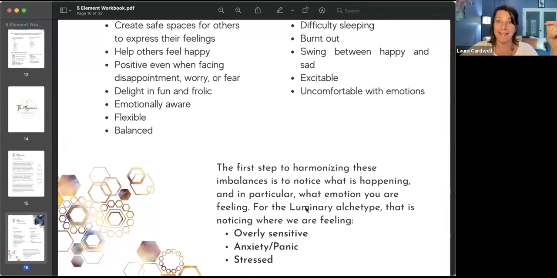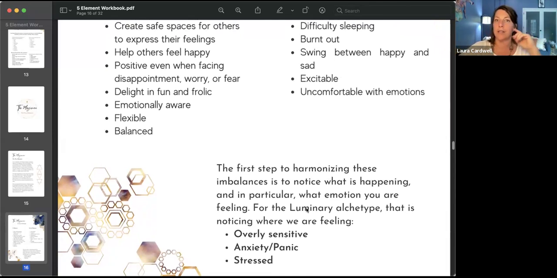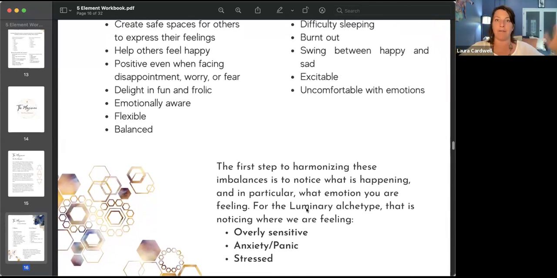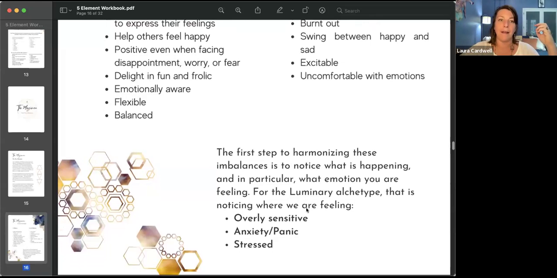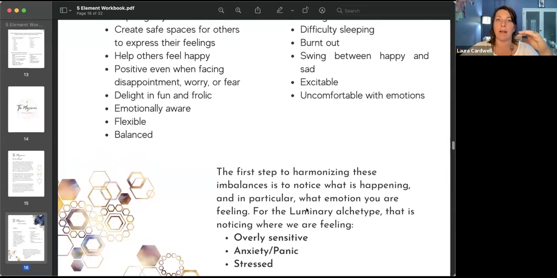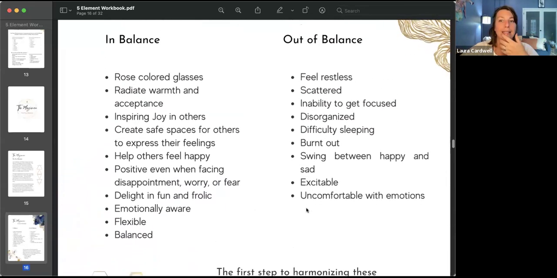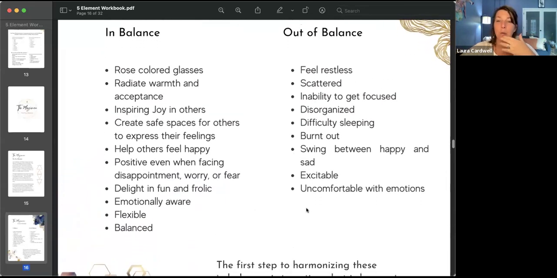so they like to have fun. They're associated with, if you think about otters and dolphins, there's an energy of funness to them. They want to play. They're often very emotionally aware when they're in balance. They're flexible and they're balanced. Out of balance, they can feel very restless. They don't sleep. They can have deep sleep disruptions. That's a water to fire issue.